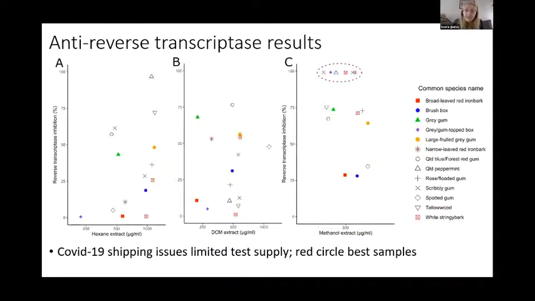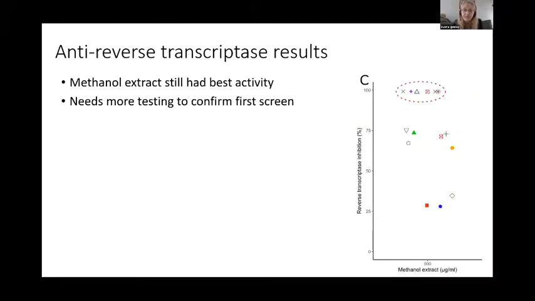I also had access to an anti-reverse transcriptase assay. Unfortunately, in our current COVID situation, there were some shipping and receiving issues, so I couldn't get as many tests in as I wanted, but I was able to at least test 3 of my extracts with a few of my leaf samples. As you can see, we do get activity across the spectrum, and there are some samples that have some really positive results. Zooming in again, it was again the methanol extract that had the best activity for this reverse transcriptase step, so that 2nd life cycle step of our virus. But this is still quite preliminary, as I need to confirm this with more testing.